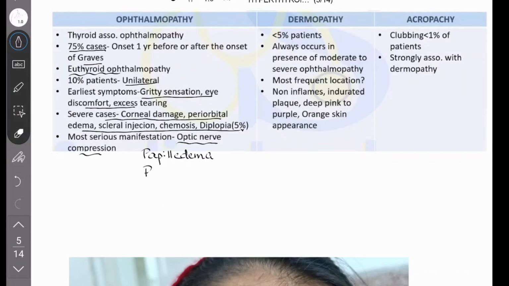and peripheral field of vision defect. Then it can lead to permanent vision loss. Okay, this can occur. Next comes this dermopathy.